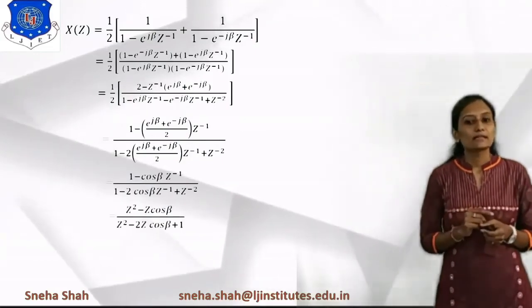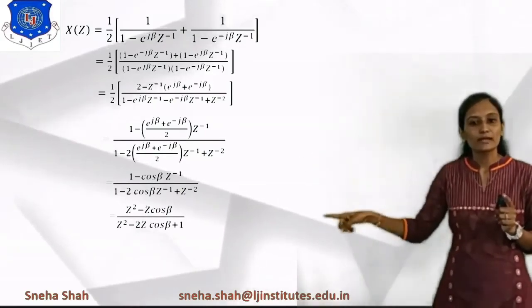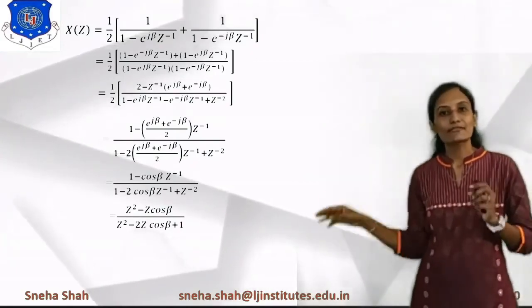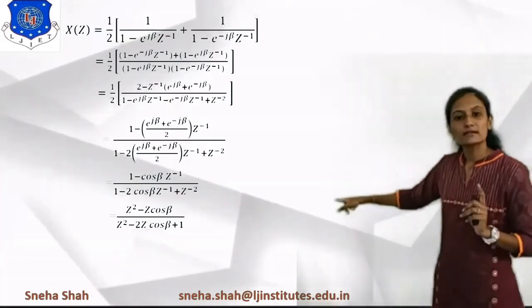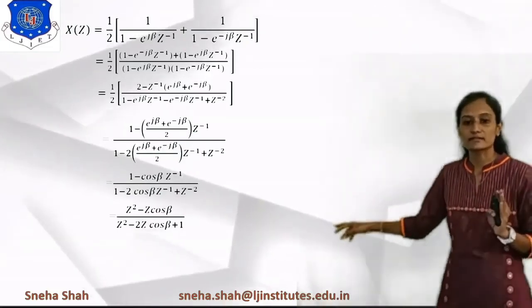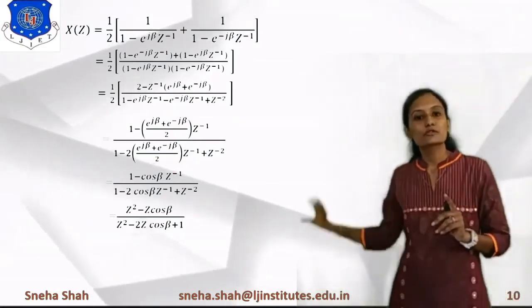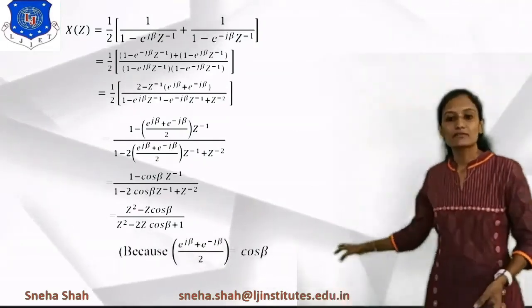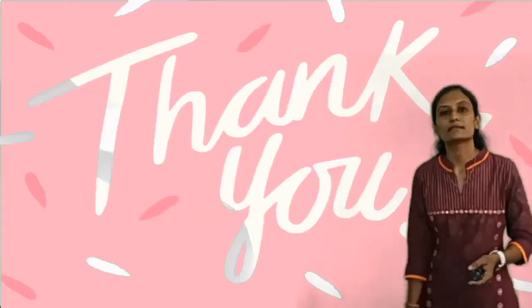So the next step is 1 minus cos beta z inverse upon 1 minus 2 cos beta z inverse plus z raised to minus 2. Now you can see that if we multiply by z squared, 1 upon z square goes over here. Then in the numerator and denominator, multiplying by z square, the next step is z square minus z cos beta divided by z square minus 2z cos beta plus 1. So this is your final answer for the z transform of cos beta n into u of n. And here we used e raised to j beta plus e raised to minus j beta divided by 2 equals cos beta. Thank you.